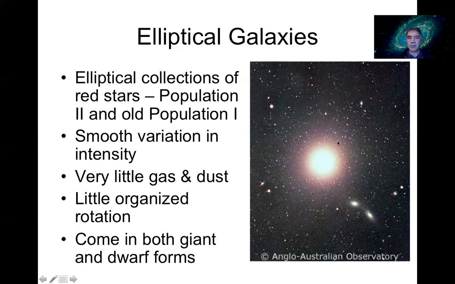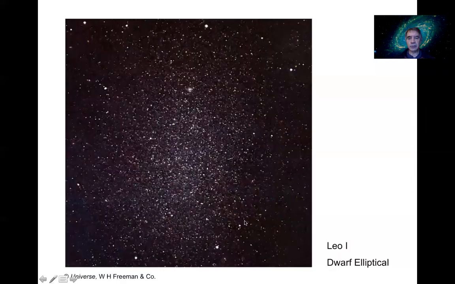And there's a big range of sizes of elliptical galaxies. The spiral galaxies have a bit of a range, but not such a wide range. Elliptical galaxies can be enormous, like this one. This is a very prominent example, fairly nearby, of a giant elliptical galaxy. But on the next slide, I'll show you a dwarf elliptical galaxy.